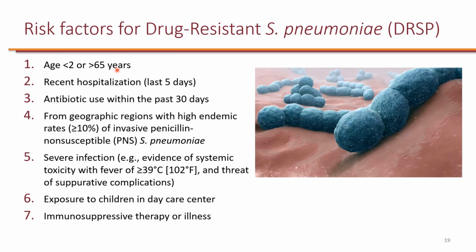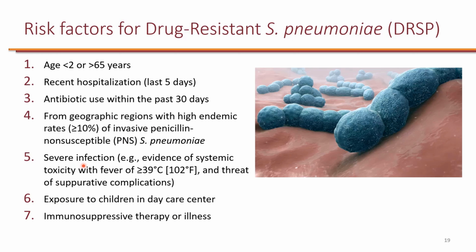So age over 65 still remains a risk factor. Recent hospitalization, meaning the previous 5 days, is also a risk factor for drug-resistant strep pneumo. So is antibiotic use in the last month. People from geographic regions where there is a more than 10% risk of penicillin non-susceptible strep pneumo.